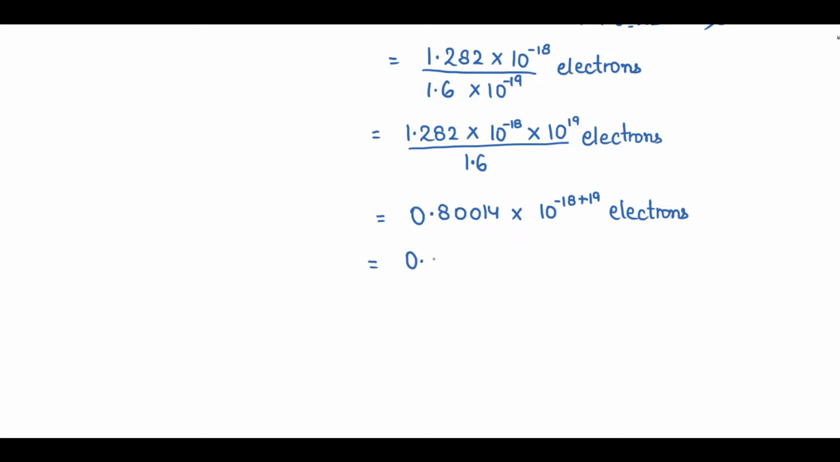Now 0.80014, I'll round up this value. So here I'm having 0, that is less than 5, so I'll write 0.8 over here, right? So into 10 raised to power minus 18 plus 19, it will be 10 raised to power 1. That means here I'm having 10 only. So when you multiply 0.8 with 10, your answer will be 8, right? So there are 8 electrons on the oil drop which will carry minus 1.282 into 10 raised to power minus 18 coulomb static charge.